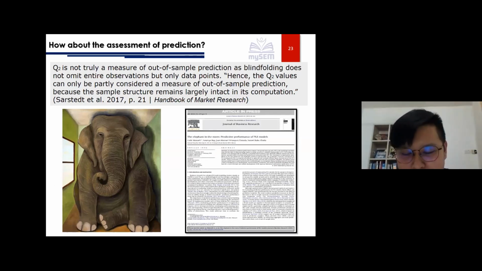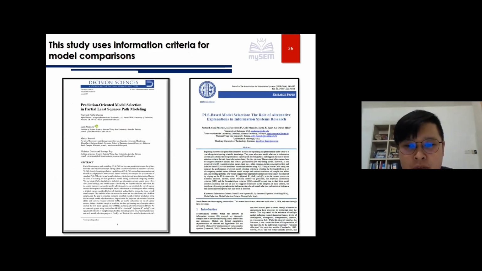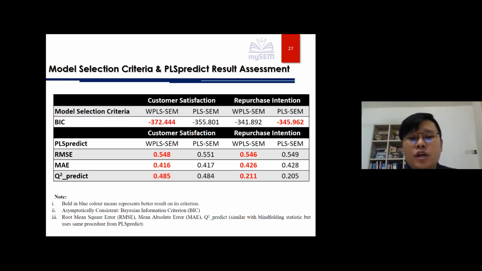So I'm going to explain a bit about this thing. If I look into the assessment of this prediction in more advanced terms, such as PLS Predict and the model selection criteria, which look into the AIC and BIC, because there's a simulation study done by Sharma et al. 2019 A and B, they mentioned that using BIC and GM is the best for model comparison. Therefore, looking at this article, as you can see, we also ran a quick analysis using just BIC as well as PLS Predict.